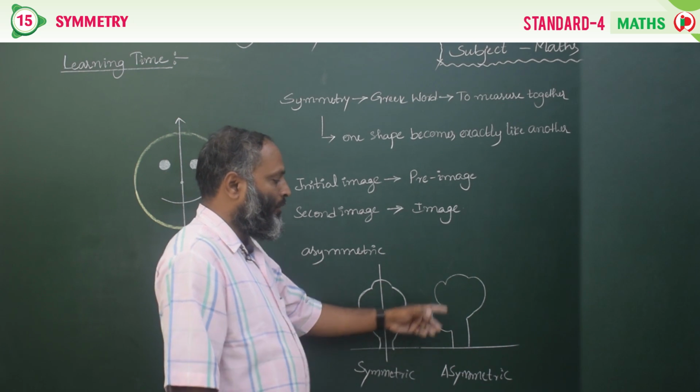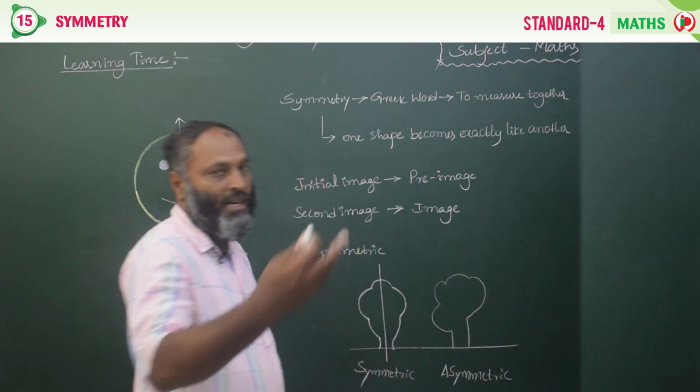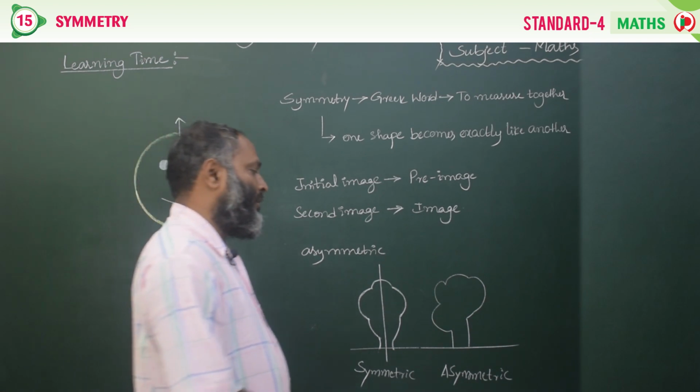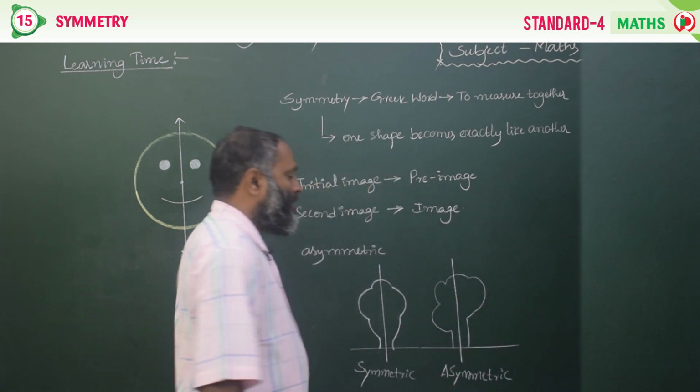Here one more tree is given. If you draw a vertical line, horizontal line, slanting line, whatever line you want to draw, you will not get symmetrical figures.